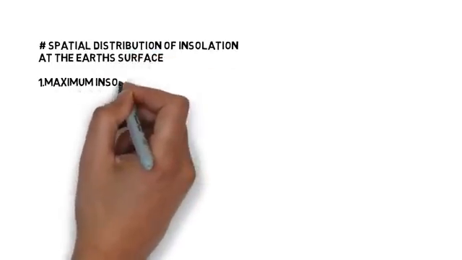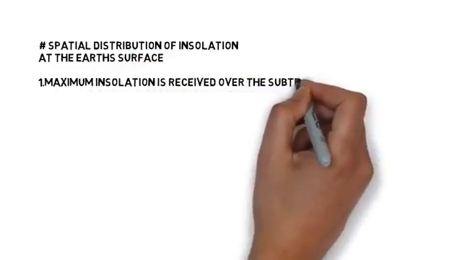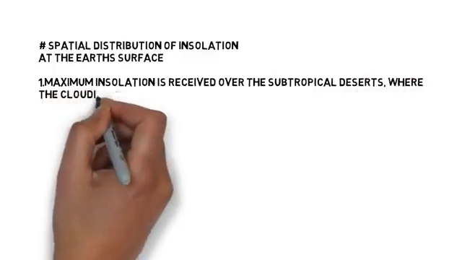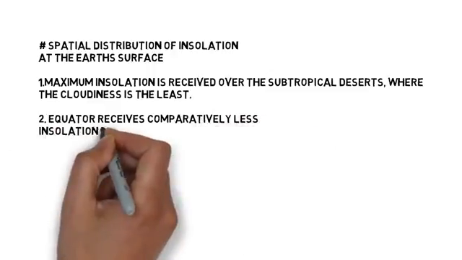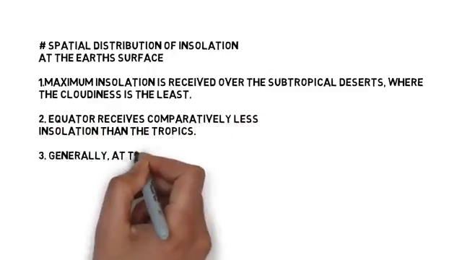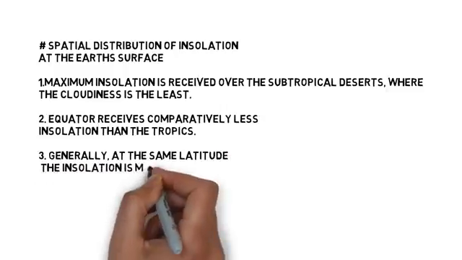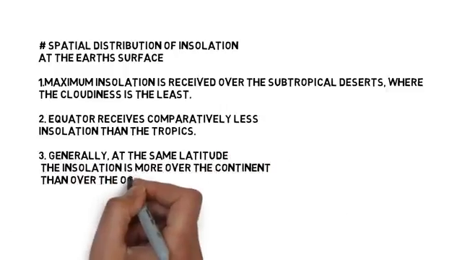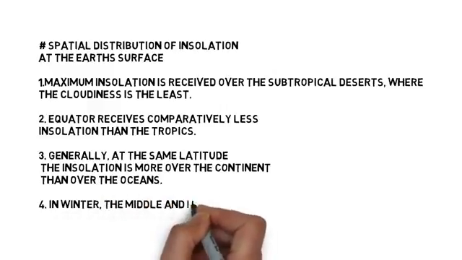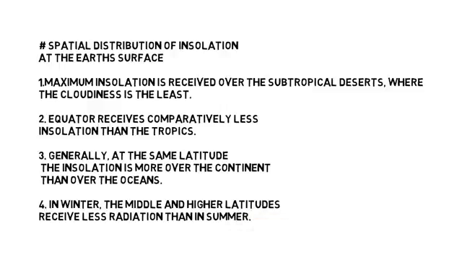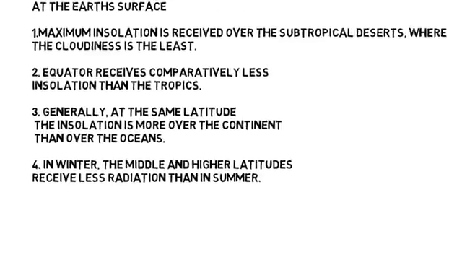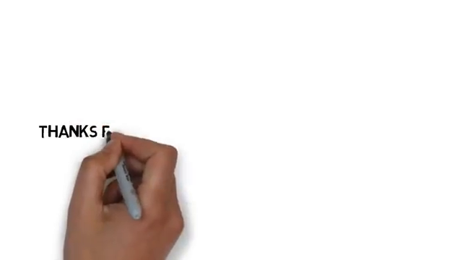Maximum insolation is received over the subtropical deserts, where the cloudiness is the least, because most of the clouds reflect back the insolation, and since in the subtropical deserts there is least cloudiness, maximum insolation is received. Equator receives comparatively less insolation than the tropics. Generally, at the same latitude, the insolation is more over the continent than over the ocean. And finally, in winter, the middle and higher latitudes receive less radiation than in summer. This completes our first part of the video.